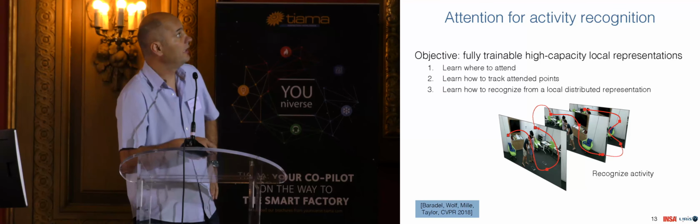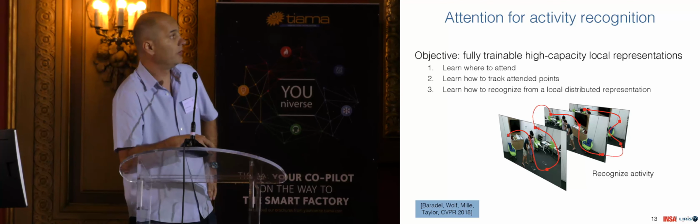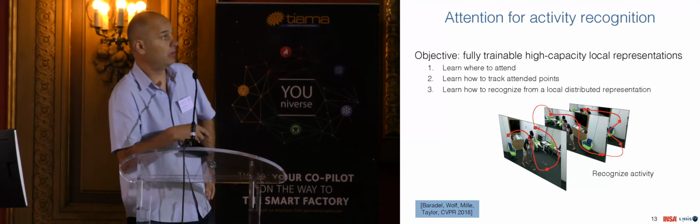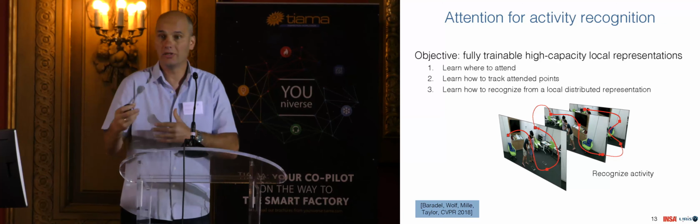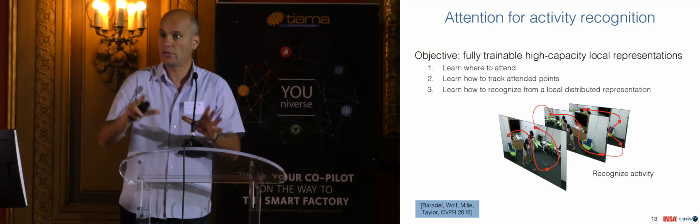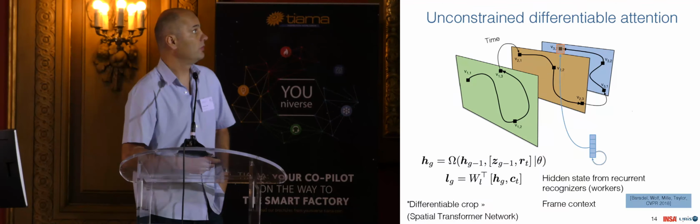So we have here a sequence of frames, and we have a neural network which needs to learn where to attend. It needs to learn how to track attended points, because we have now glimpse points, and it needs to learn how to recognize from a local distributed representation, because each frame now has multiple points, like interest points, right? So how do we do that?